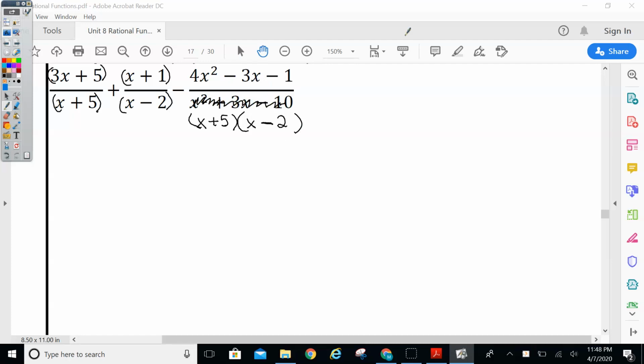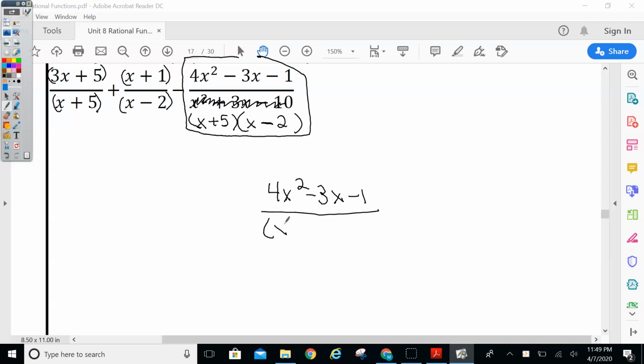So in order for me to add these, I need to make all the denominators the same. So here, this one already has both of the factors that these have. So this one's good. This one I don't have to do anything. I'm just going to leave it as 4x squared minus 3x minus 1 over x plus 5, x minus 2. And it's minus. I'll deal with that minus in just a second.